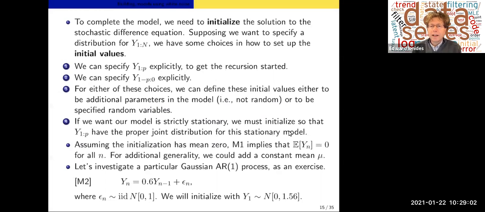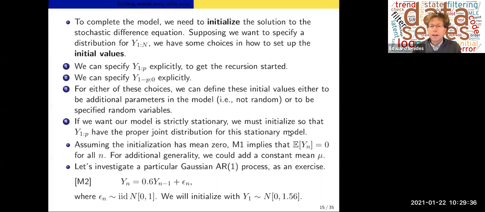You can also start defining the value of the process at negative time. Sometimes it makes sense even to think that the process did go off to minus infinity. You might not have seen it, but possibly it did, especially if it's stationary. Then it's shift invariant, so you can shift it back to minus infinity and define it there. If you do either choice 1 or 2, you can define these initial values either to be additional parameters in the model or to be random variables.